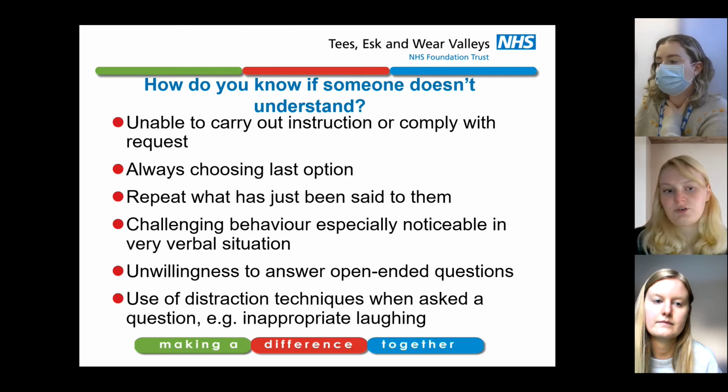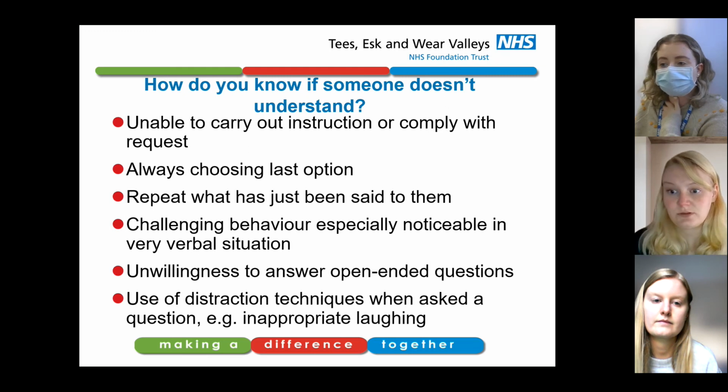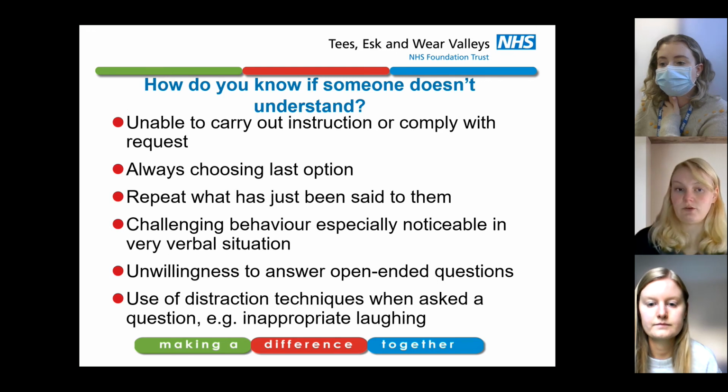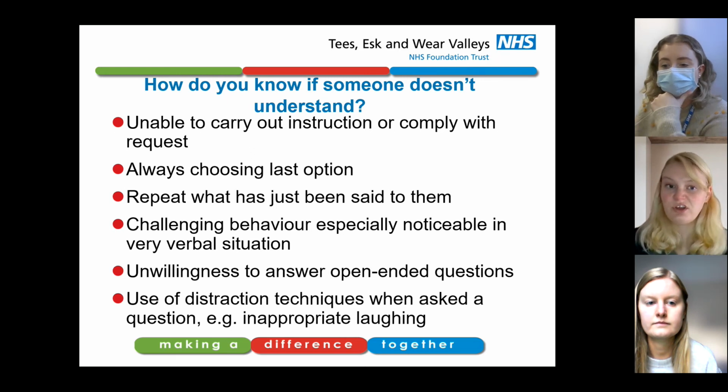They might always choose the last option. So that's the last one that they've heard, and that's the one that they can remember. So they do that one. So just be aware, if you're giving them choices, do they always go for that last one? Because that could be a sign that they've not understood. They've just heard that last one and they're going to say that last one.